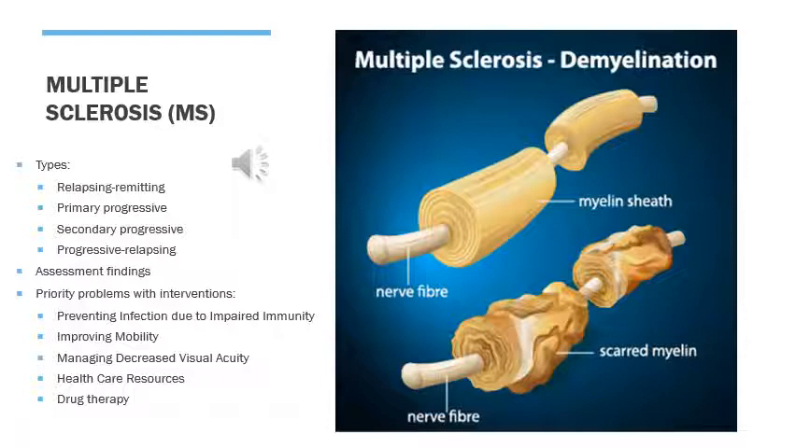Priority problems with interventions. We want to make sure we're looking at the potential for infection due to the impaired immunity based on the drugs they are receiving. We want to help with improving mobility, managing the decreased visual acuity, and then making sure that the client has connections to healthcare resources as more services may be needed as the disease progresses. Drug therapy with MS includes anti-inflammatories such as corticosteroids, which is what makes these clients vulnerable to those secondary infections. Also, immunomodulators help with homeostasis of the immune system.